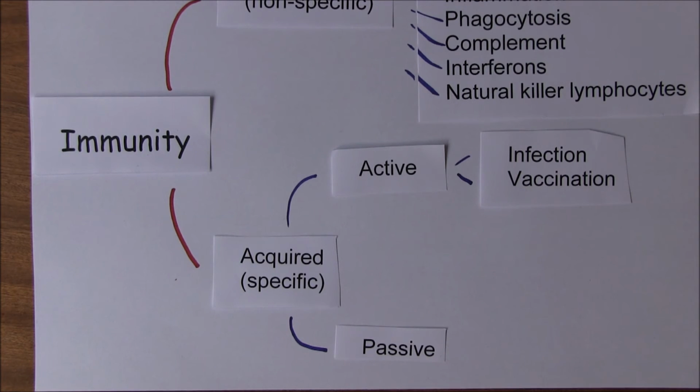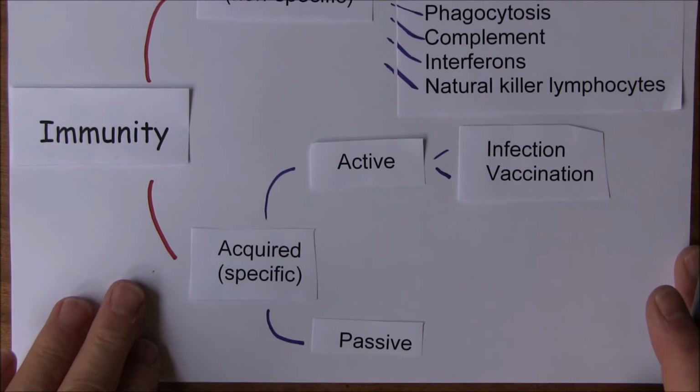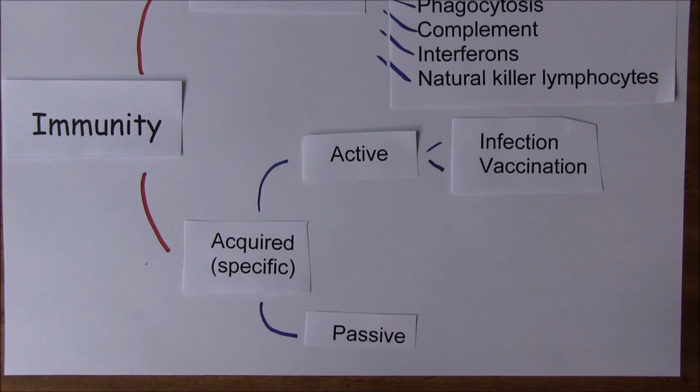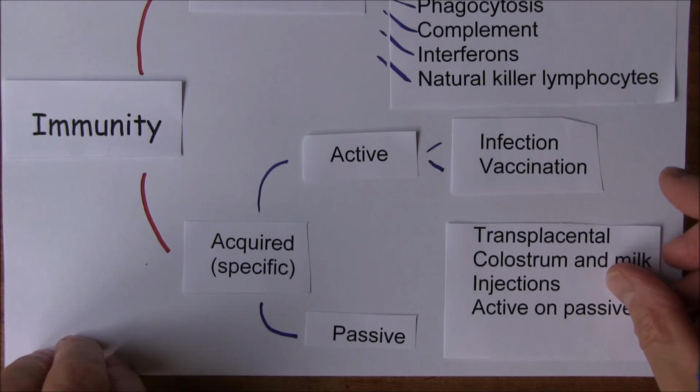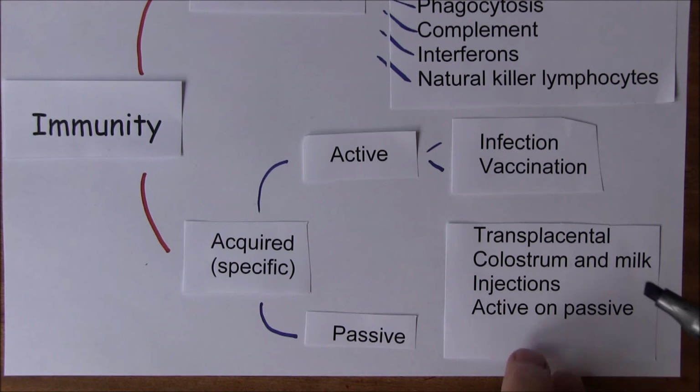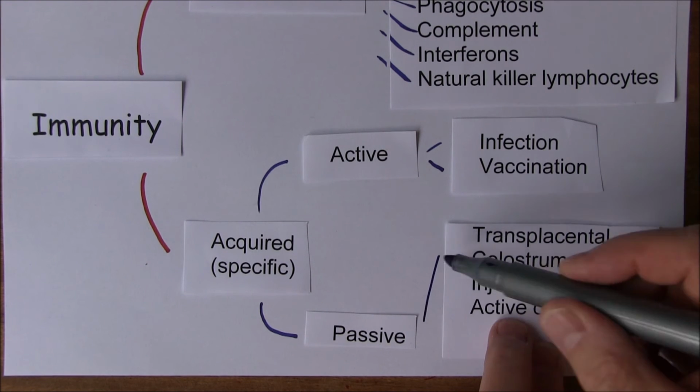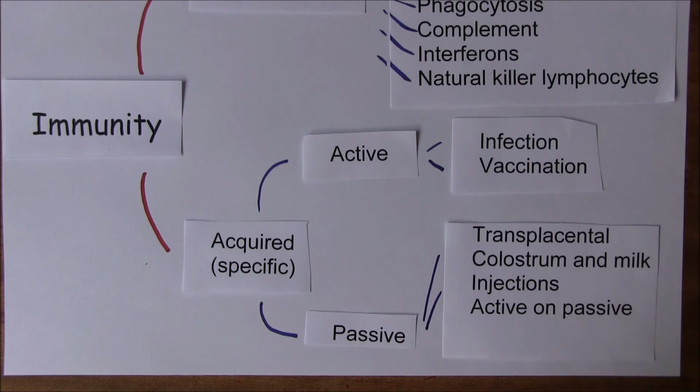Now, passive immunity is also very interesting. None of us would be here without it. You would all be dead a long time ago if it wasn't for passive immunity. And this passive immunity takes different forms. So first of all, we'll think about the transplacental and the colostrum and the milk.